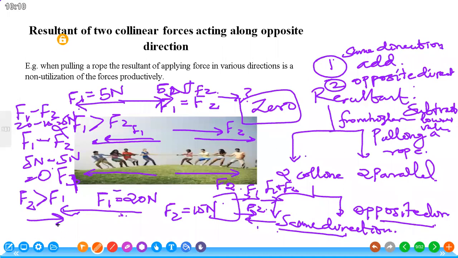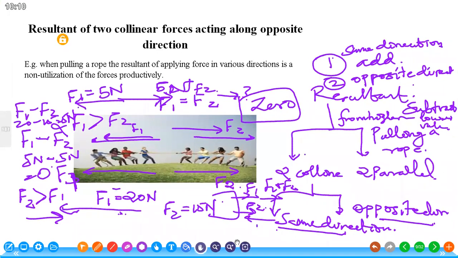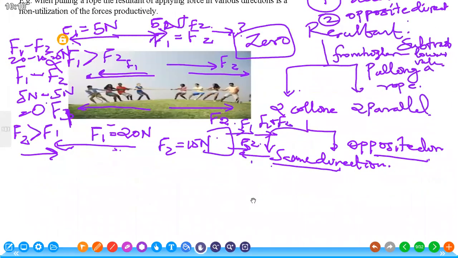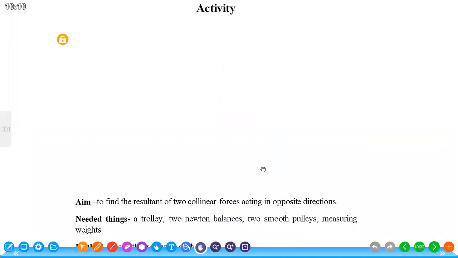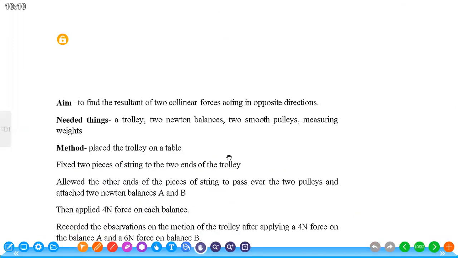So this is one of the concepts related to the resultant of two collinear forces acting along the opposite direction. Okay, students, can I move to the next section? I think you clearly know it. So I move to the next section. Okay, wait, students.